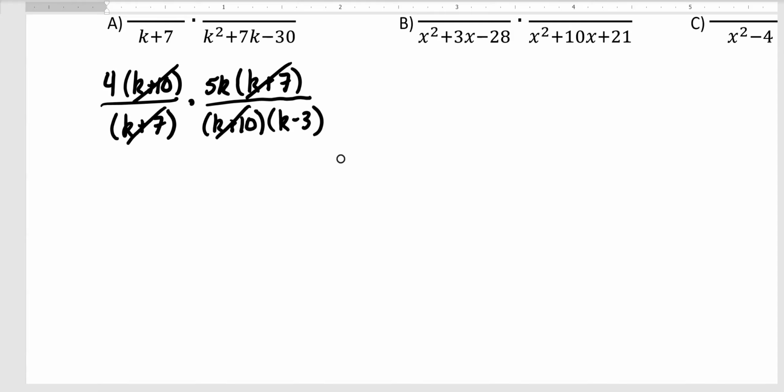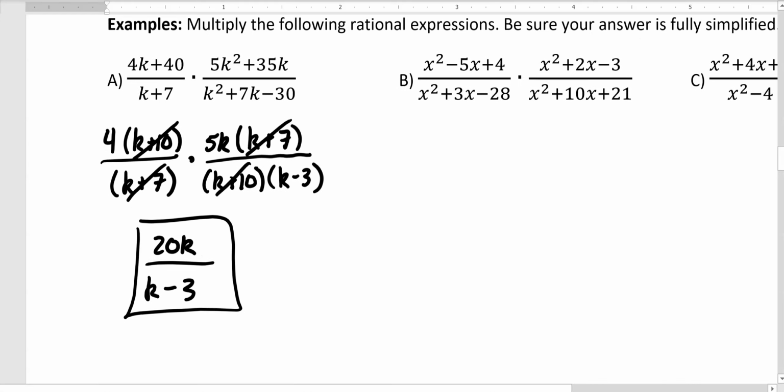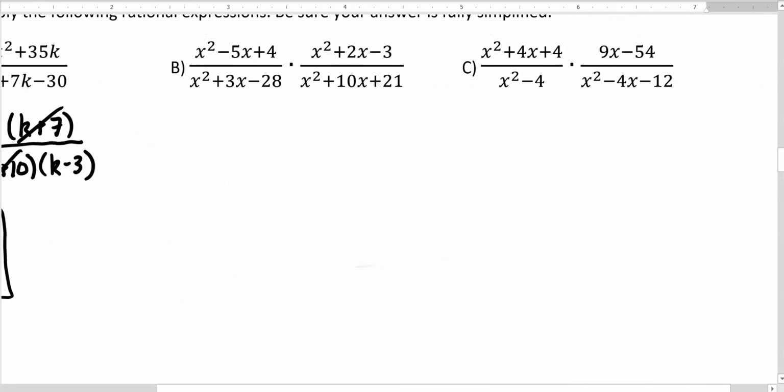So I'd be left with 4 times 5k, so that's 20k, over, in my denominator, k minus 3. And there we have an example of us multiplying some rational expressions. Let's try letter B here. Ooh, look at all this factoring we got to do.